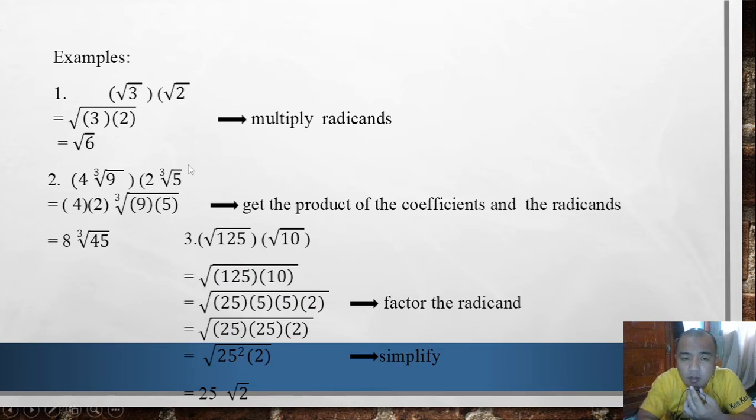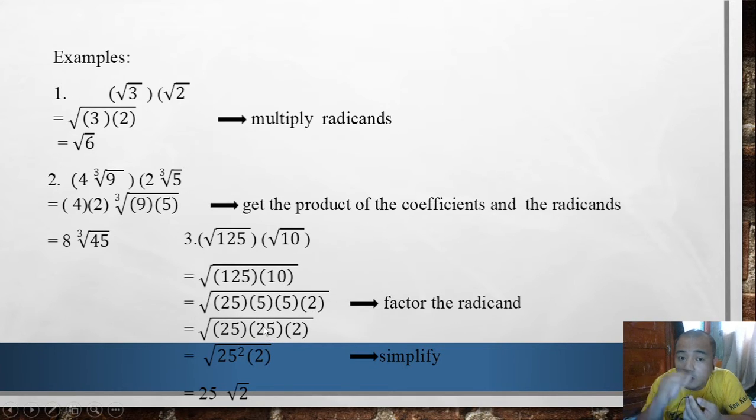Number 3, square root of 125 times 10. Same index, which is 2. Multiply now the radicand, 125 times 10. Okay, 125 can be factored, that's equal to 25 times 5. 10 can be factored as 5 times 2. 5 times 5 is 25.